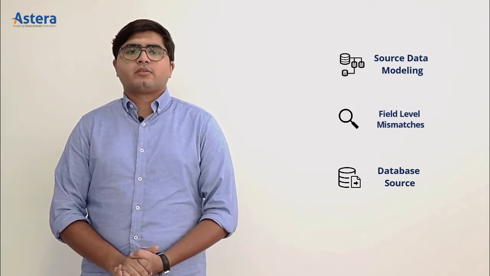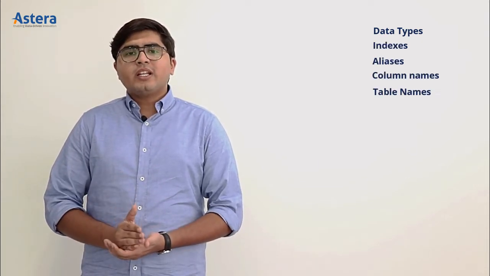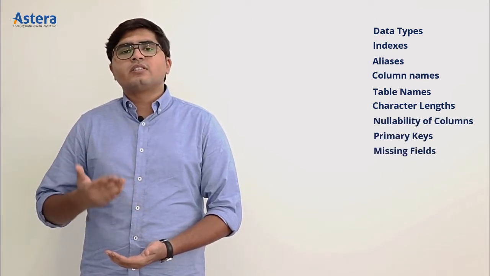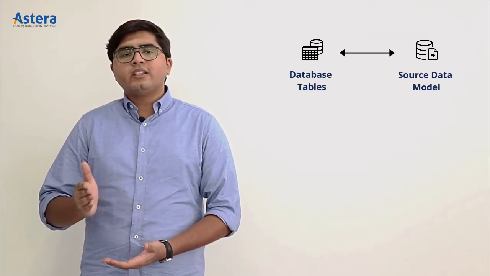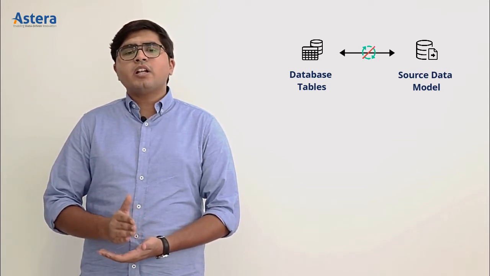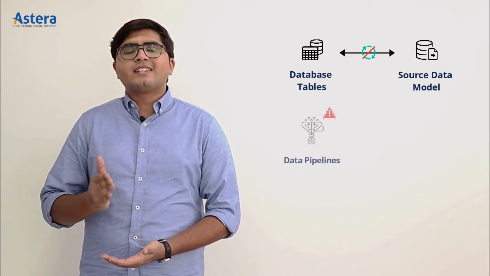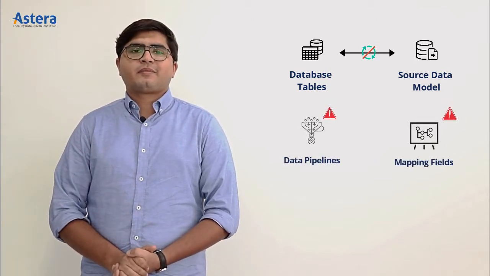the source database. These range from differences in data types, indexes, aliases, column and table names, all the way down to character lengths, nullability of columns, primary keys, and missing fields in the database. In essence, if the database tables and source data model are not in sync, you'll get errors at a much later stage when you are using the data models for building data pipelines and mapping fields.